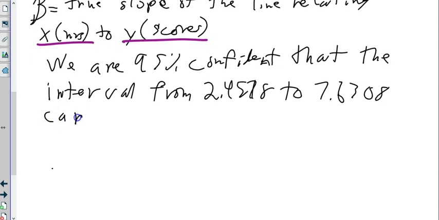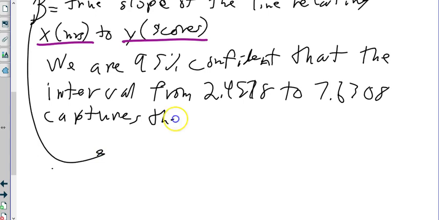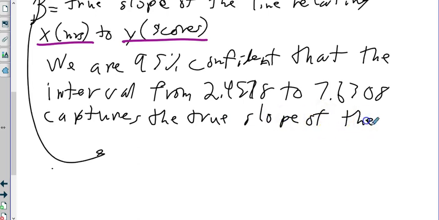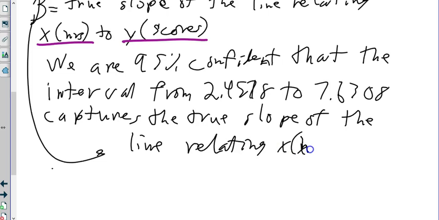captures, and here's where we fill in our B. So this is going to come in here now. The true slope of the line relating X hours to Y score.